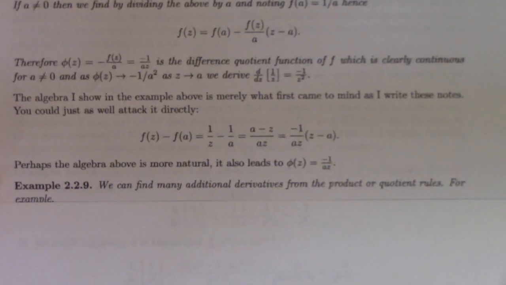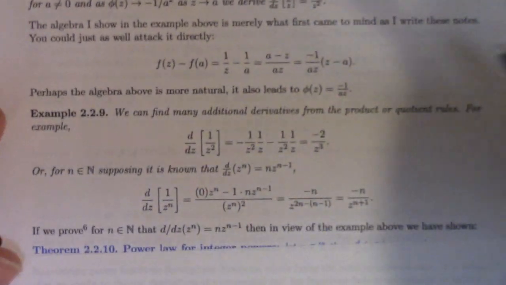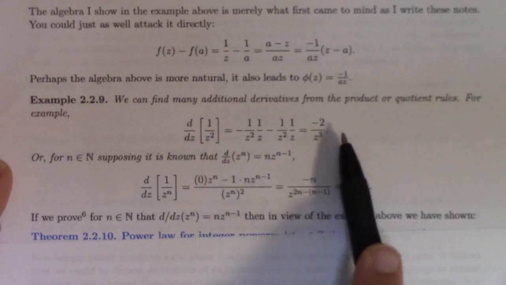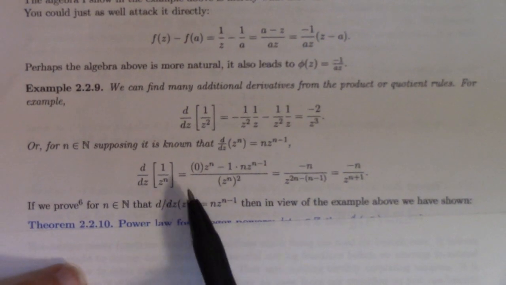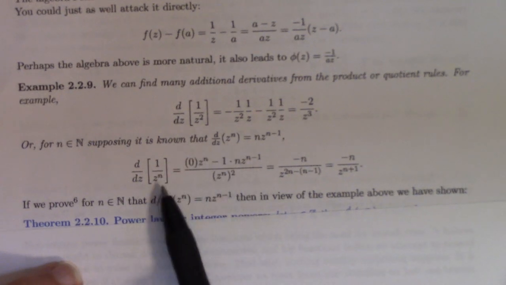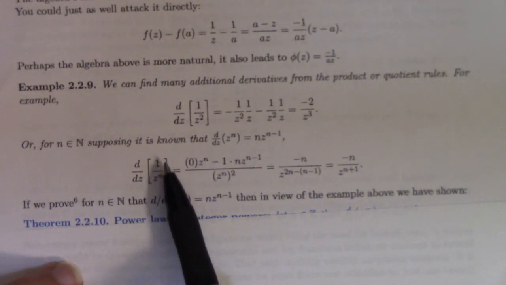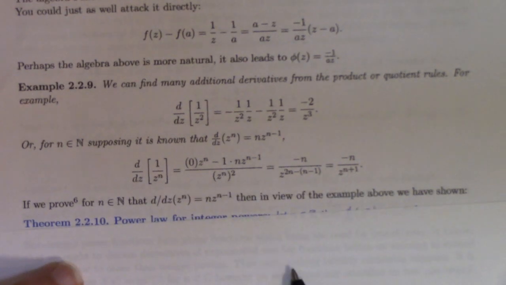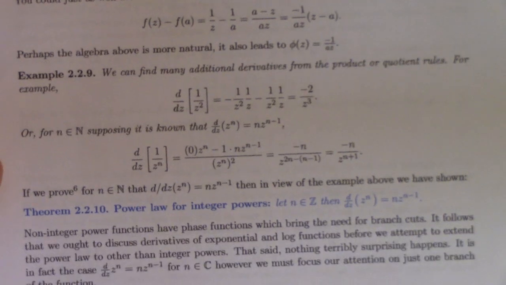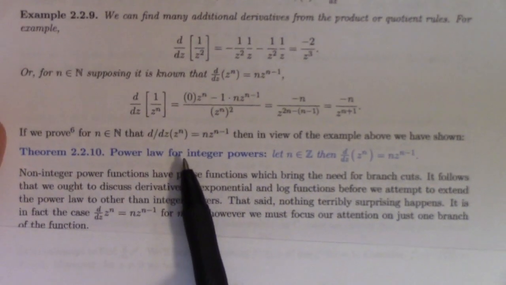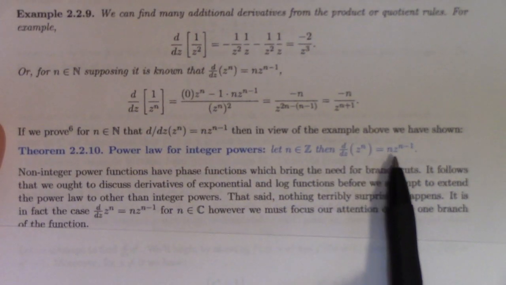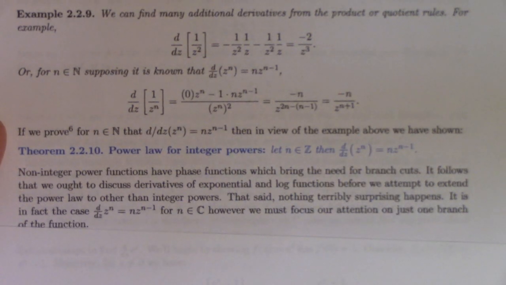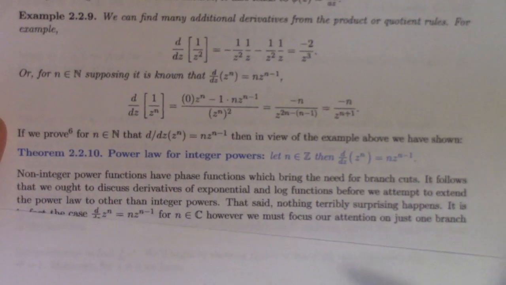And you can use the product rule to get the derivative of 1 over z squared, which is minus 2 over z cubed. And for negative integers, you could do the quotient rule to get this derivative. So anyway, we have certainly proved the power law for integer powers. d dz of z to the n is n times z to the n minus 1. This turns out to still be true if n is a complex number, but in that case we have to think about the branch of the complex power function.